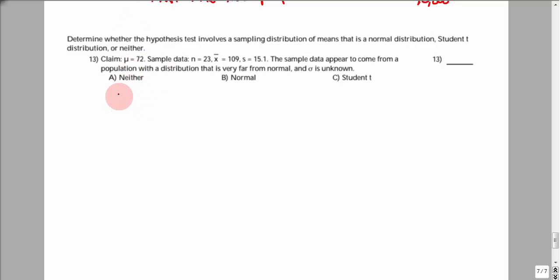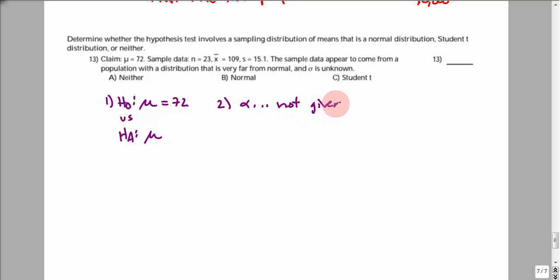So first of all, what we do know is our first step, H0, we're working with the mean. Mean is 72. Now, they don't give us an HA, but we do know that it's a mean. We don't know if it's less than or greater than. We're just not sure. Now, step 2, alpha is not given. Step 3 is our test statistic.